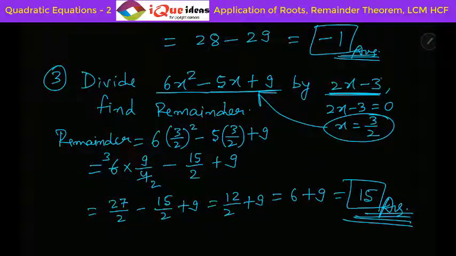But in any case, you can see that the divisor has to be equated to 0. We get some value of x and put it in the expression to find the remainder. Alright. Now let's take a couple of tricky questions here.